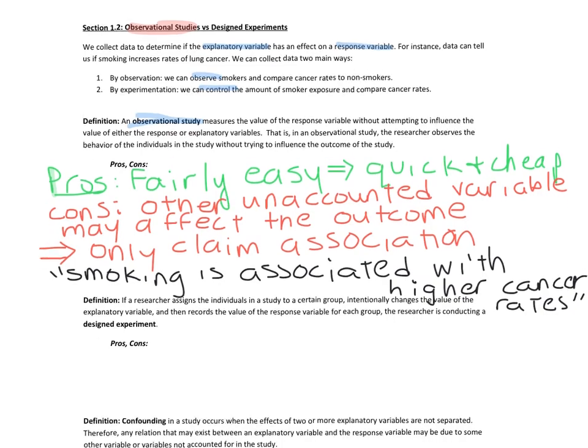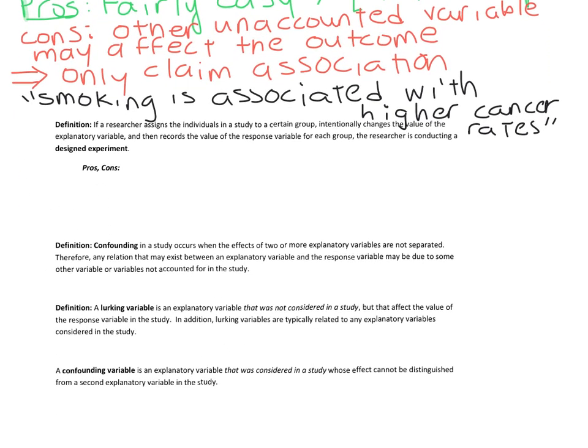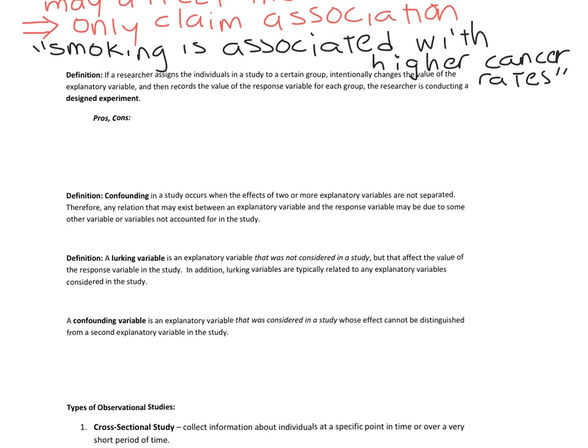designed experiments. So if a researcher assigns the individual in a study to a certain group, intentionally changes the value of the explanatory variable, so controlling how much maybe someone smokes or doesn't smoke, and then records the value of the response variable for each group, the researcher is conducting a designed experiment. All right, so let's do our pros and cons.